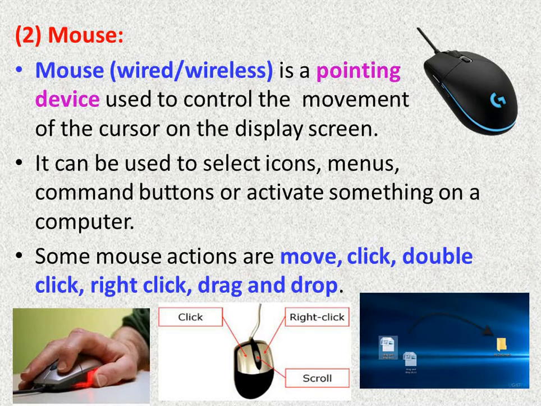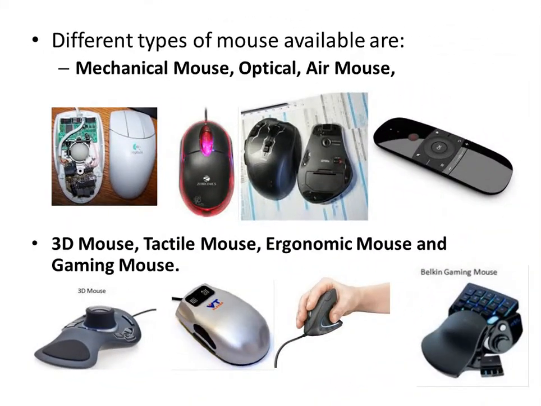Different types of mouses available are mechanical mouse, optical mouse, laser mouse, air mouse, 3D mouse, tactile mouse, ergonomic mouse and gaming mouse. Children, mechanical mouse is the one which we use commonly in our computer. If it is using the light form, it is called as optical. Then you have the 3D or laser mouse, which uses laser beam. It is usually used for gaming. That is shown in the picture.